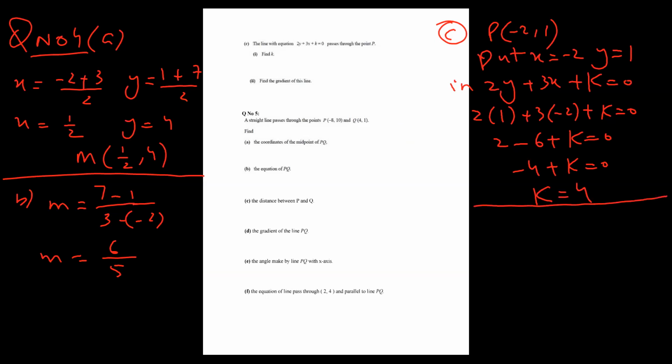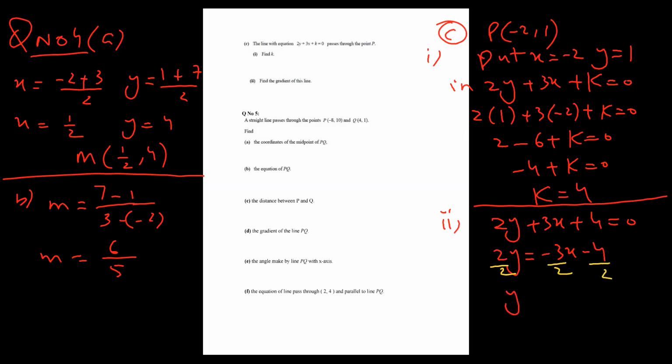The last part, C, I'm done. Part C2 is asking for the gradient, and all of you know how to do it. Just make it X. This 4 goes there, although if you don't replace it, no issue. I'll try to make Y the subject. So how to make Y the subject? Divide the whole equation by 2, like this, like this, like this. So you get Y equals negative 3 by 2 x, and negative 2.